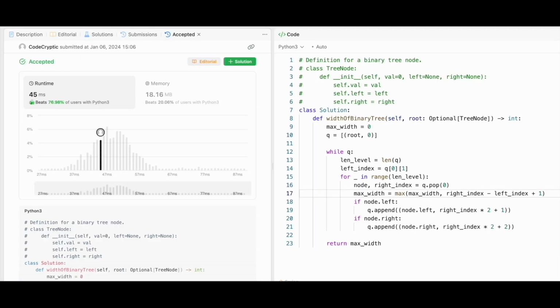Let's try to run this code. The submission goes through.